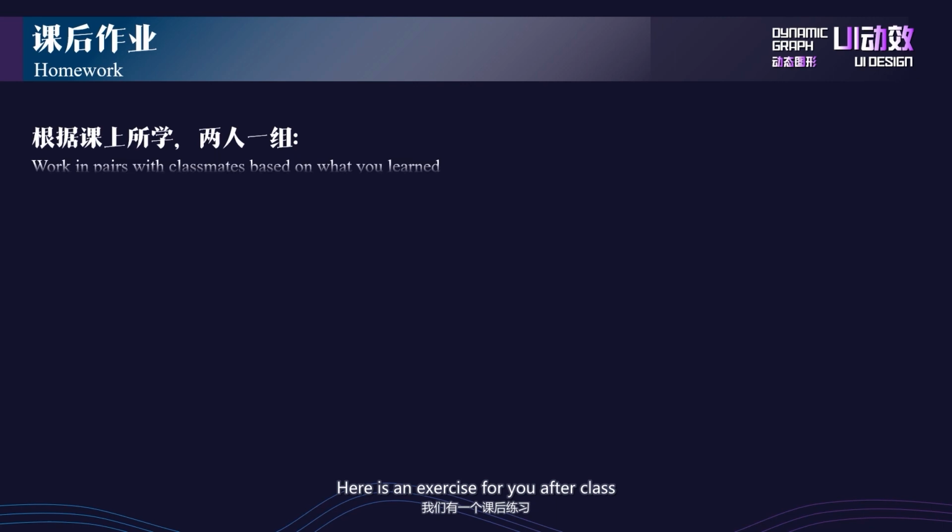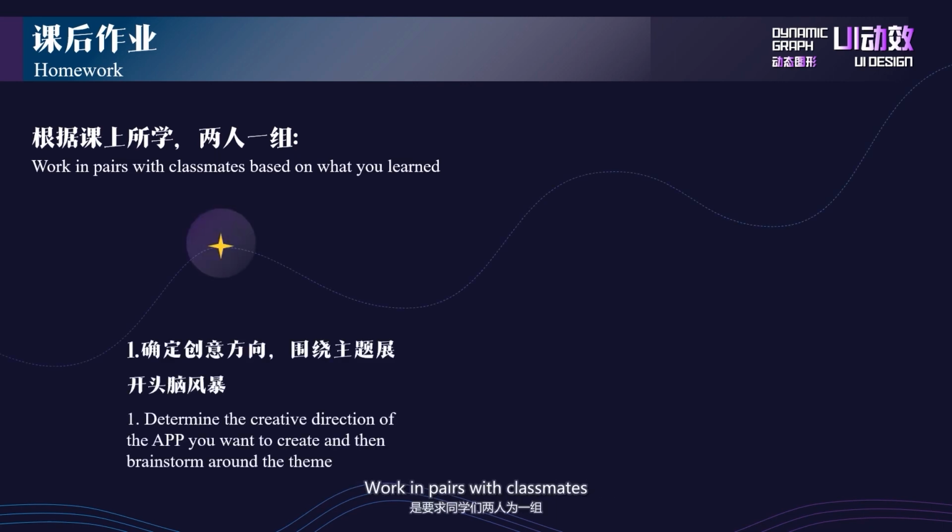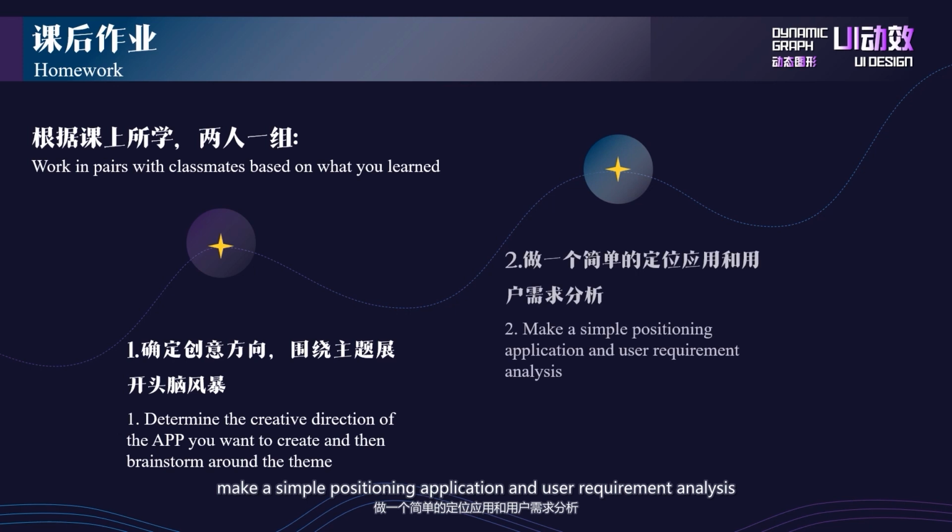Okay, now that's all for this course. Here is an exercise for you after class. Work in pairs with classmates. Determine the creative direction of the app you want to create and then brainstorm around the theme. Then make a simple positioning application and user requirements analysis. The specific content to be done was mentioned in the previous PPT. Hope you guys can complete it carefully according to what you have learned in class.